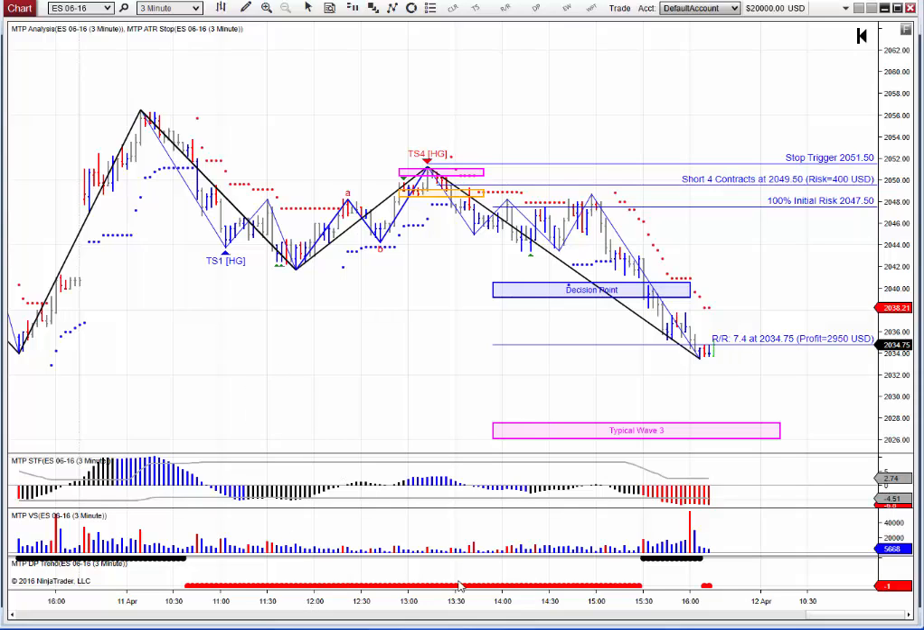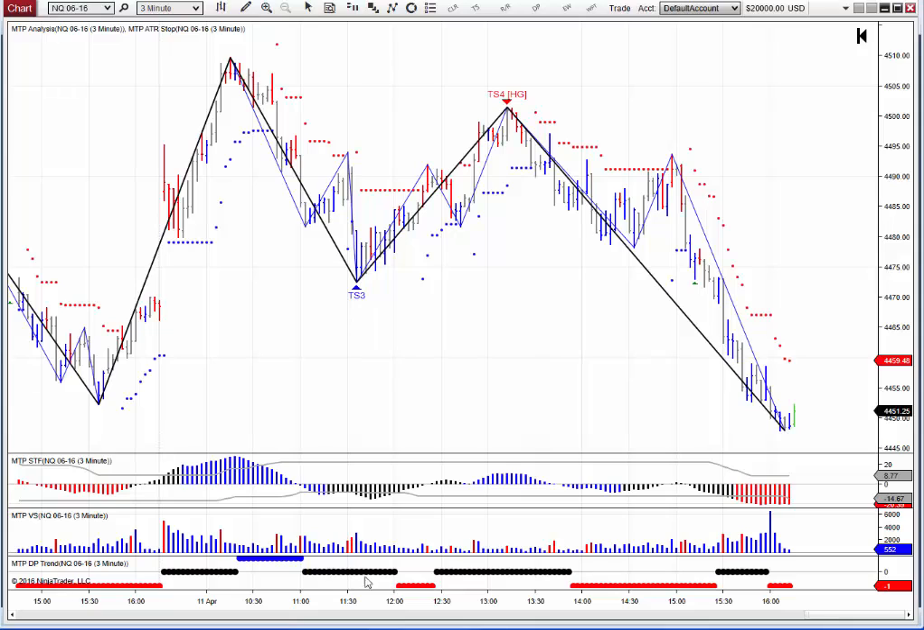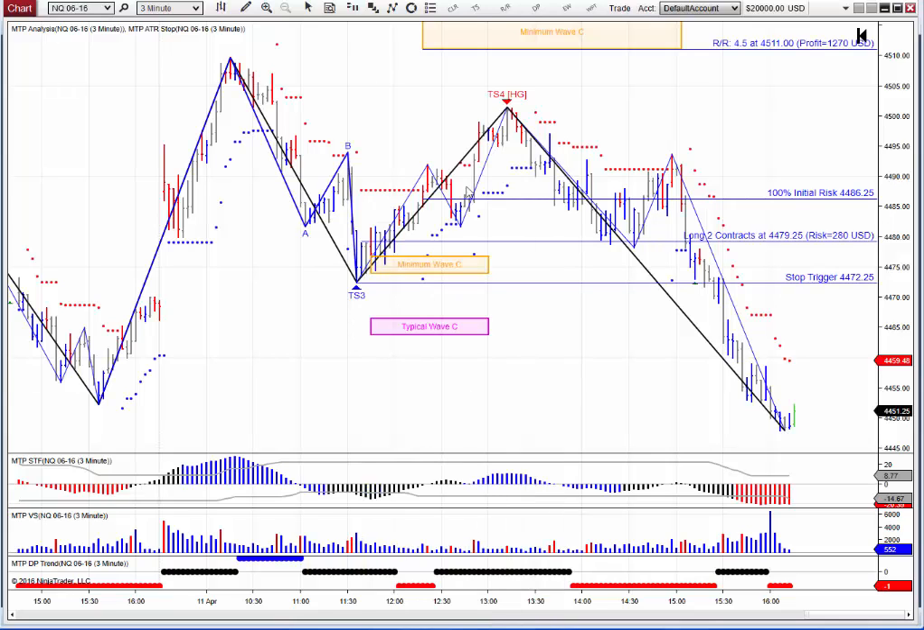So can you see how these new tools in our new NinjaTrader 8 add-ons, which aren't quite ready yet but will be soon, made trading the ES so much easier yesterday. Let's have a look at the NQ. In this case the trend would have been black at this particular point, so you'd have taken this TS3 buy setup. The market went up into this TS4 Holy Grail sell where the trend was also black.